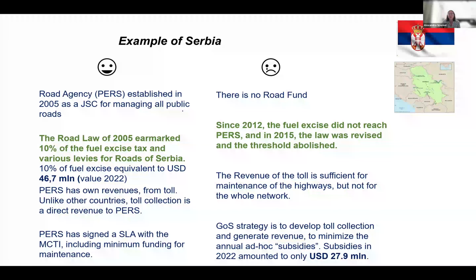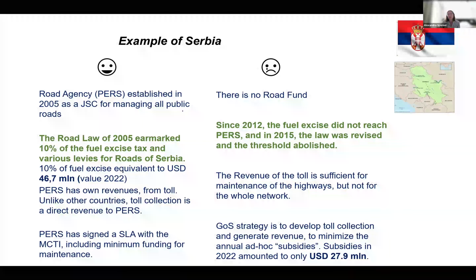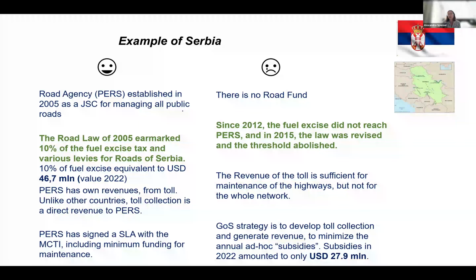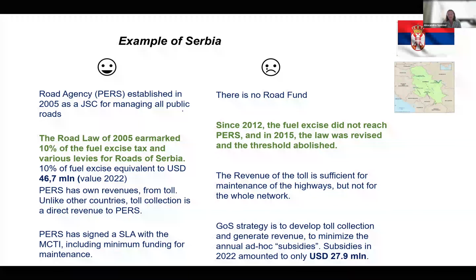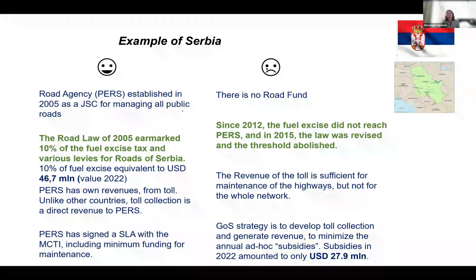So the government strategy, again, is to develop toll collection. So not only for highways, but also on express roads with a free flow toll system. Basically, you pass through a gate and it's charged, so it's a distance charging. And they're also looking at truck toll.